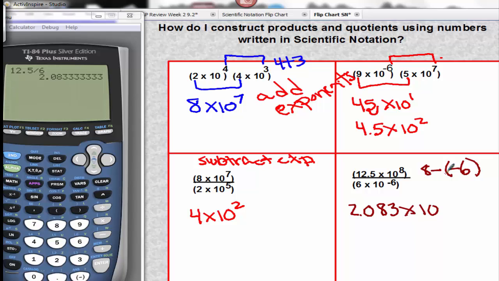So again, this is one of those where I have 2 negatives, so this is going to make it a positive. Really, all I'm going to do is add it, because 8 minus a negative makes it a positive. And so now I'm going to have 2.083 times 10 to the 14th power. And that is multiplying and dividing numbers written in scientific notation.